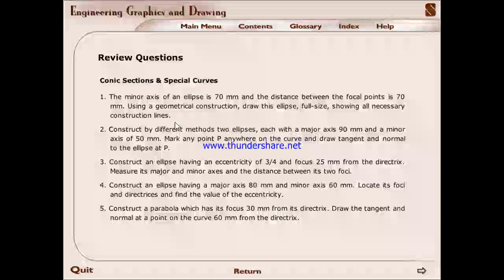Second question. Construct an ellipse by any two different methods, each with major axis 90 mm and minor axis 50 mm. Mark any point P anywhere on the curve and draw the tangent and normal to the ellipse.